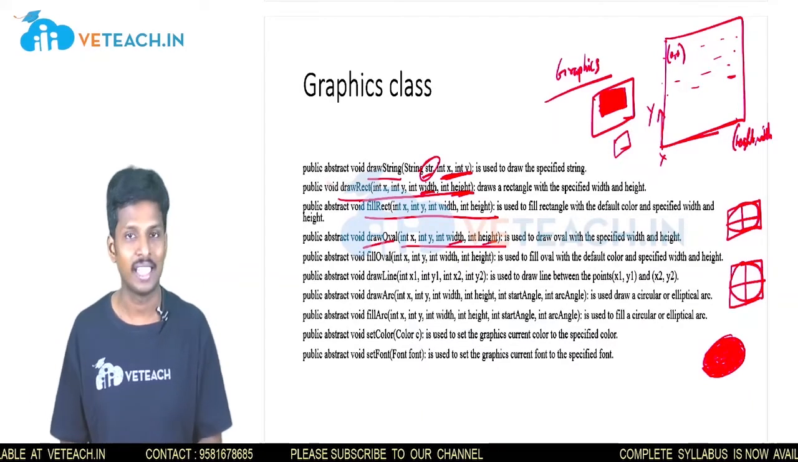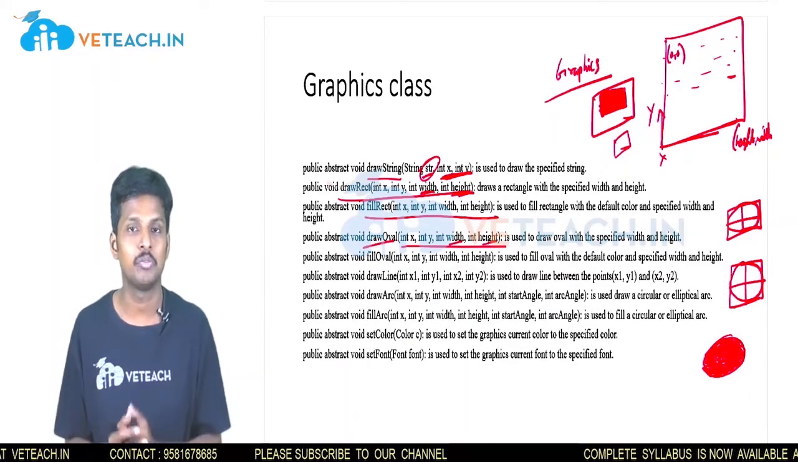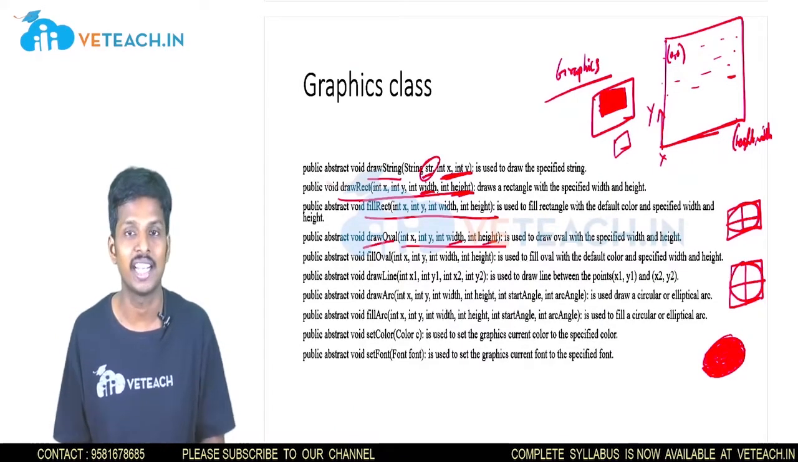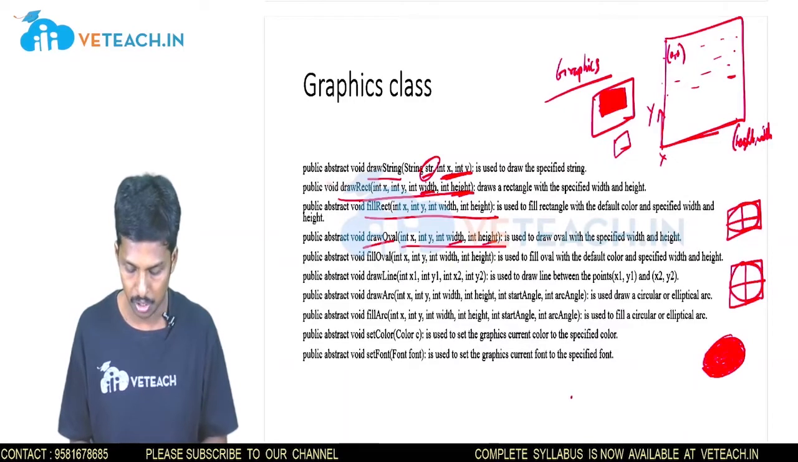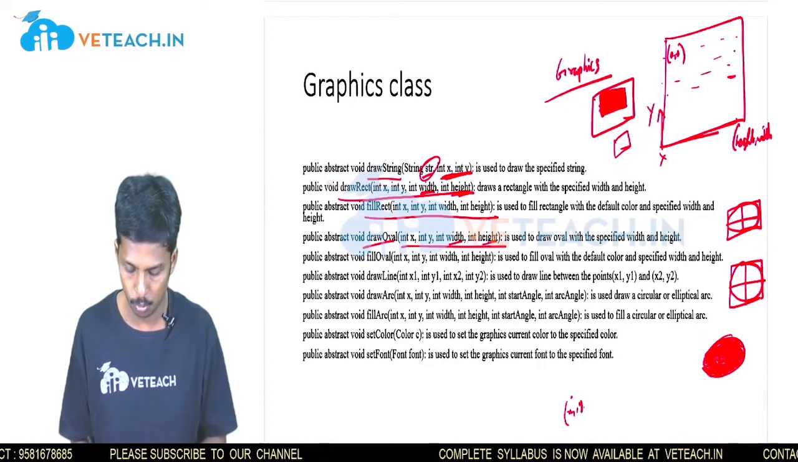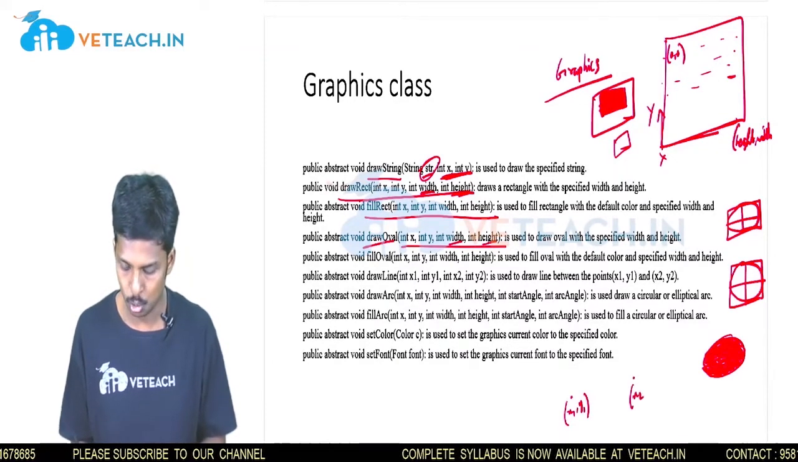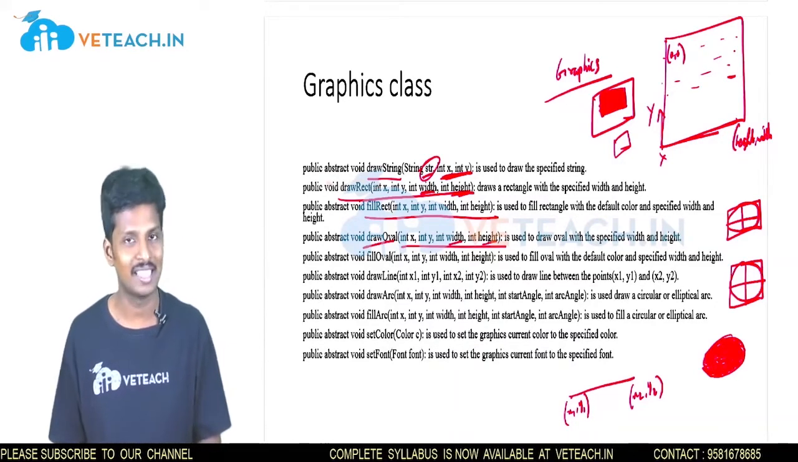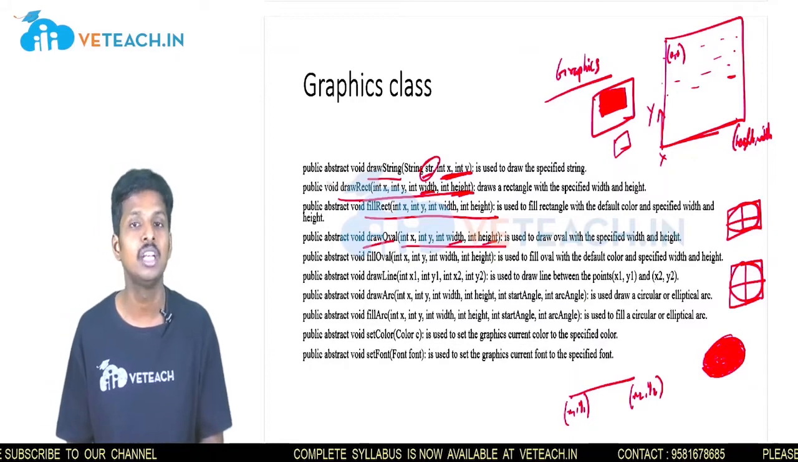Next, draw line. Draw line is going to draw a line between 2 endpoints. So here we need to pass 2 endpoints, x1, y1 and x2, y2. First of all, it's going to locate x1 and then y1 inside the applet and x2, y2 inside the applet, and then it is going to join these 2 endpoints with a line segment. This is how a line will be drawn.